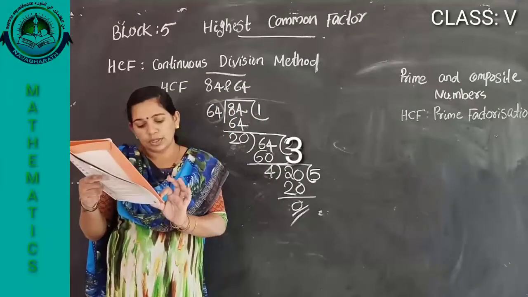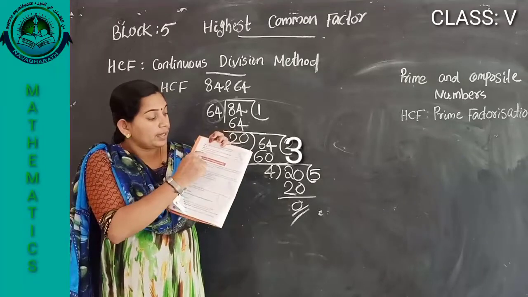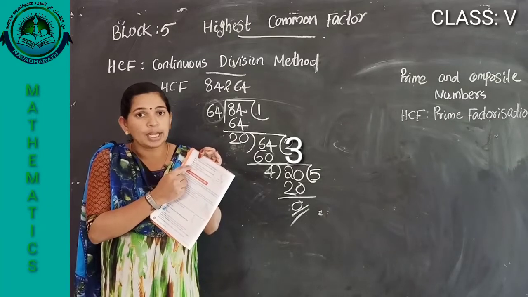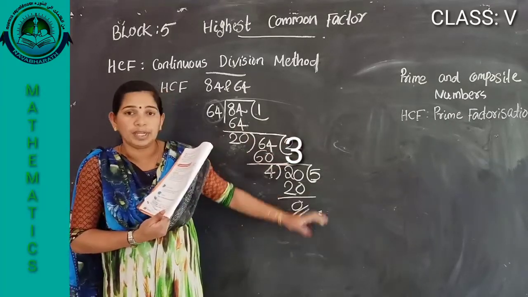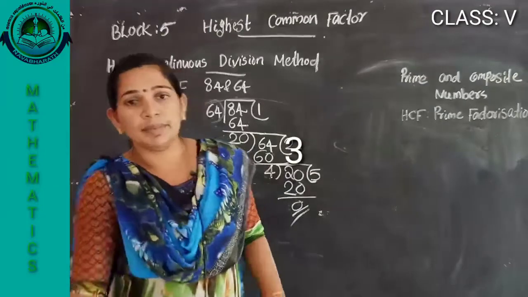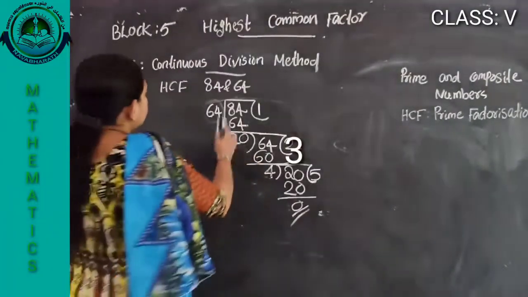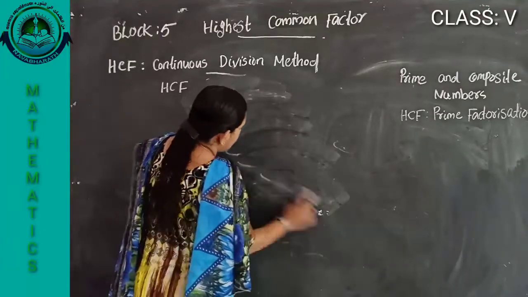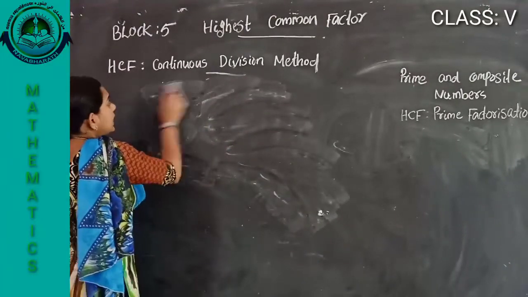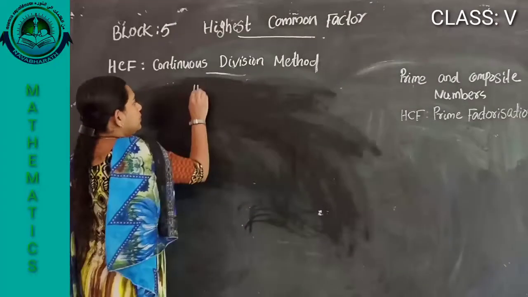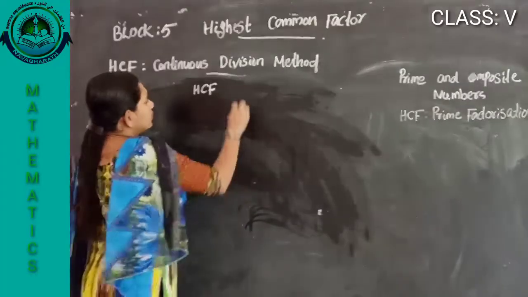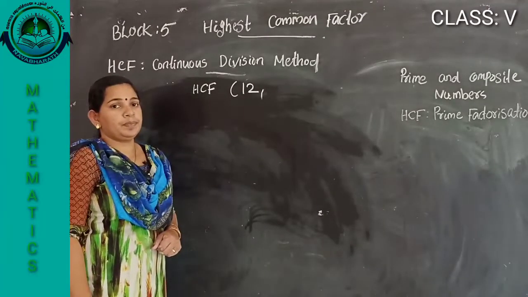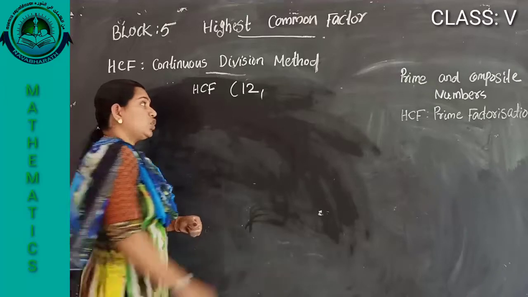From your textbook, page number 28, write down the steps of the continuous division method. The same example I did here. Okay, we will do another example. Find the HCF of 12 and 28.